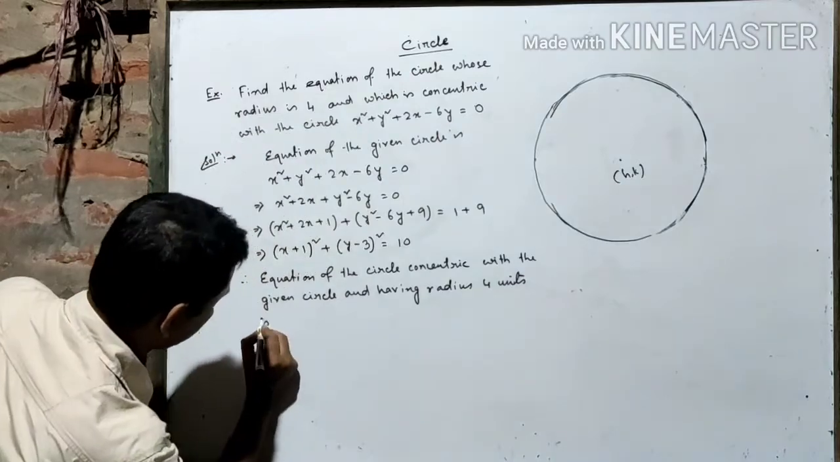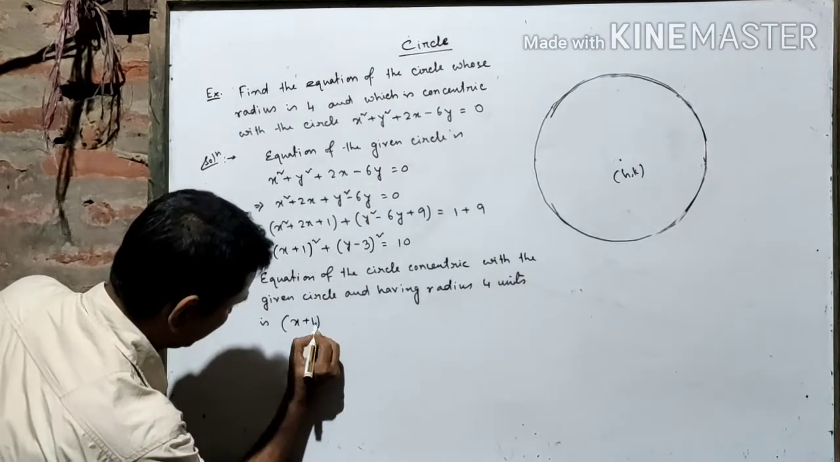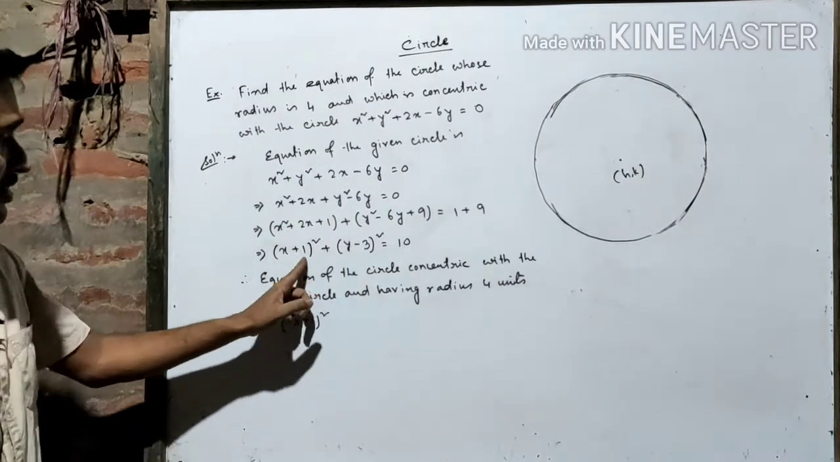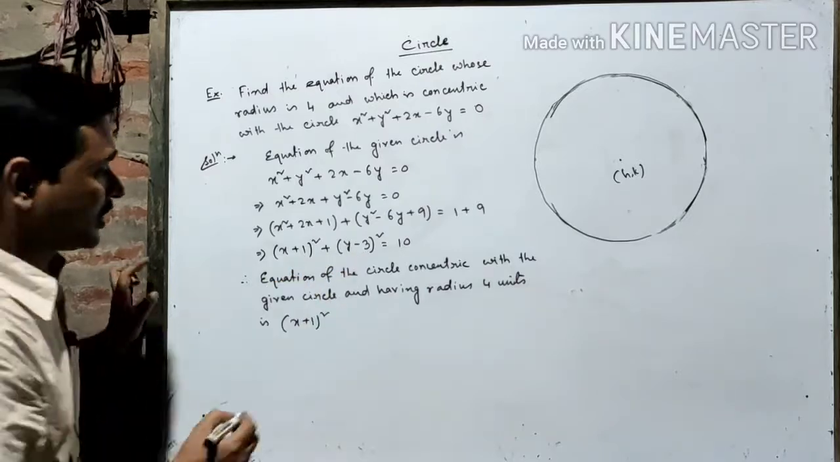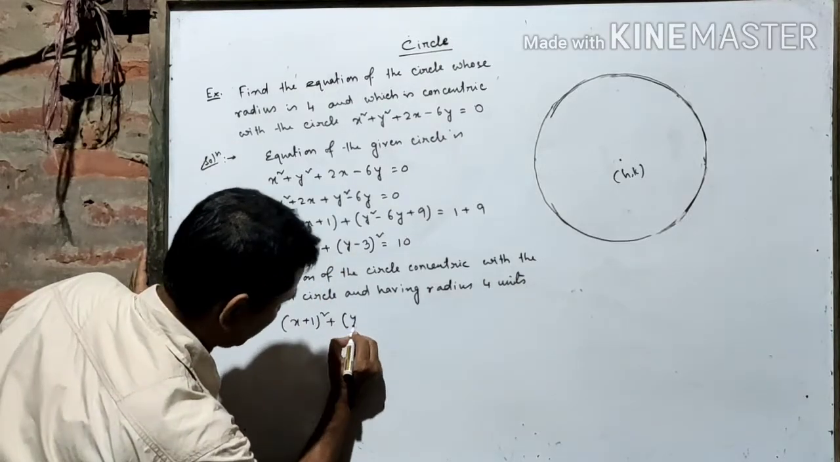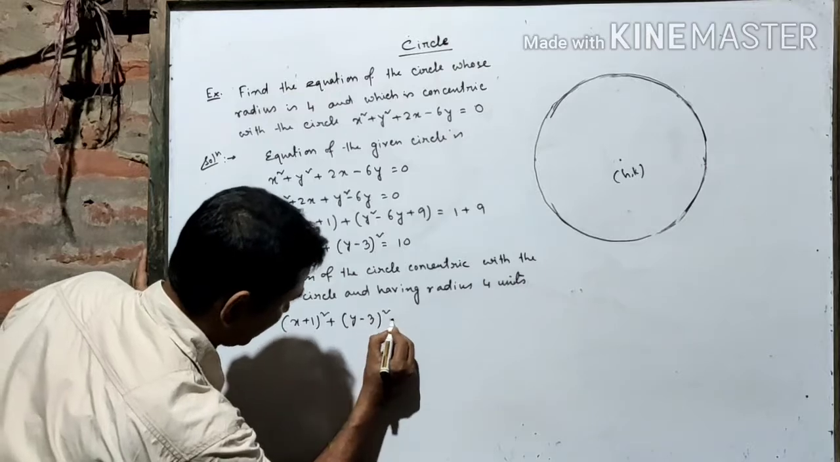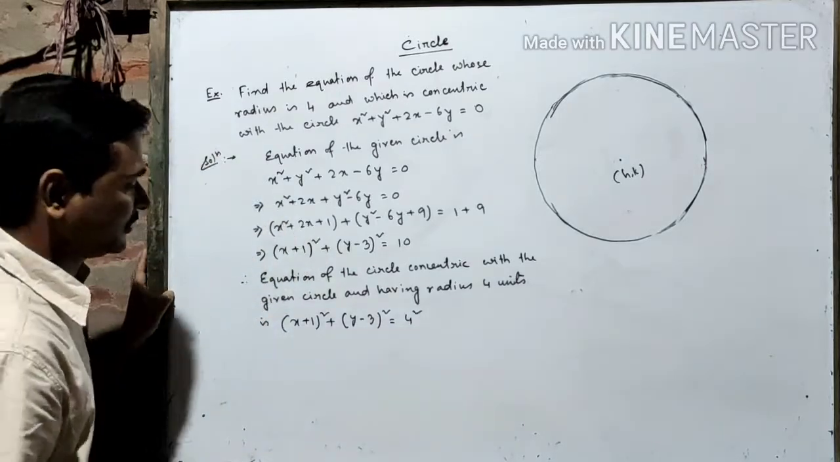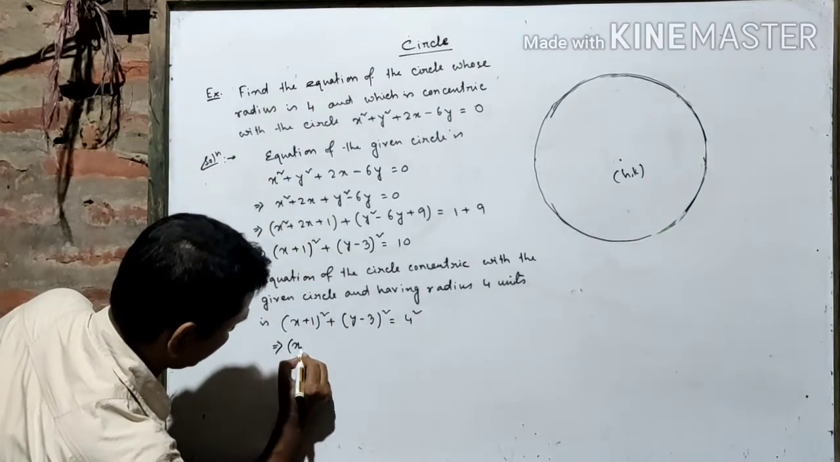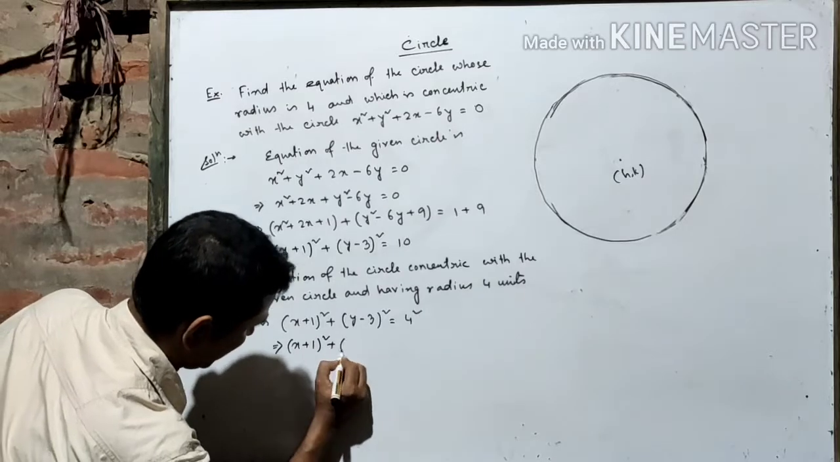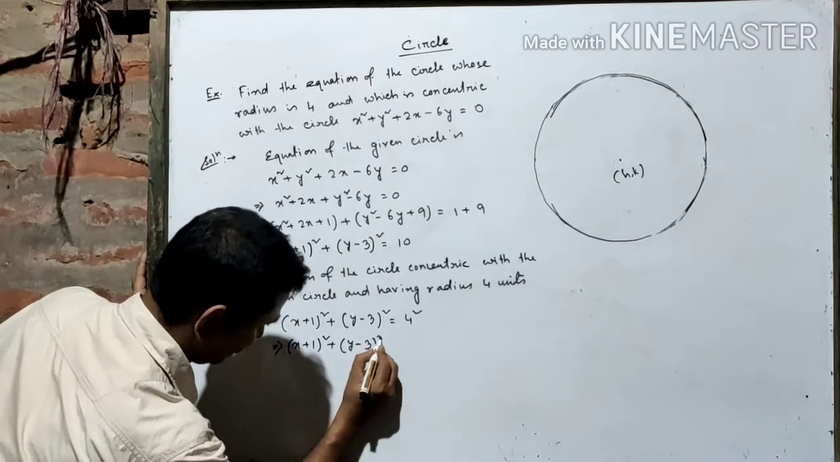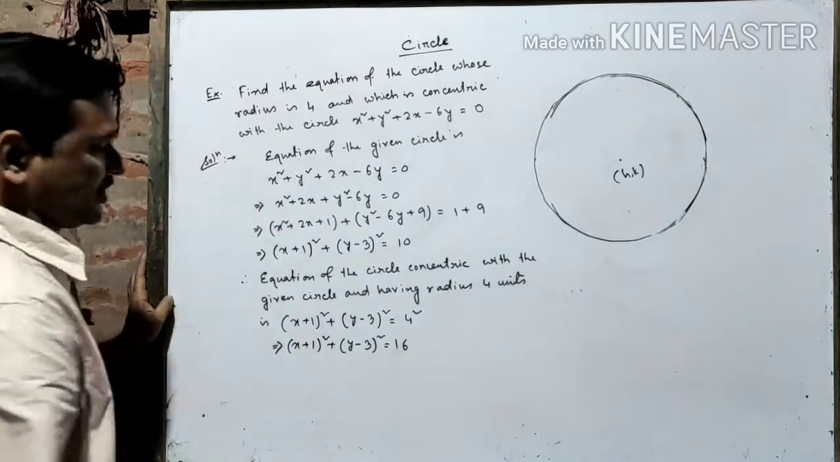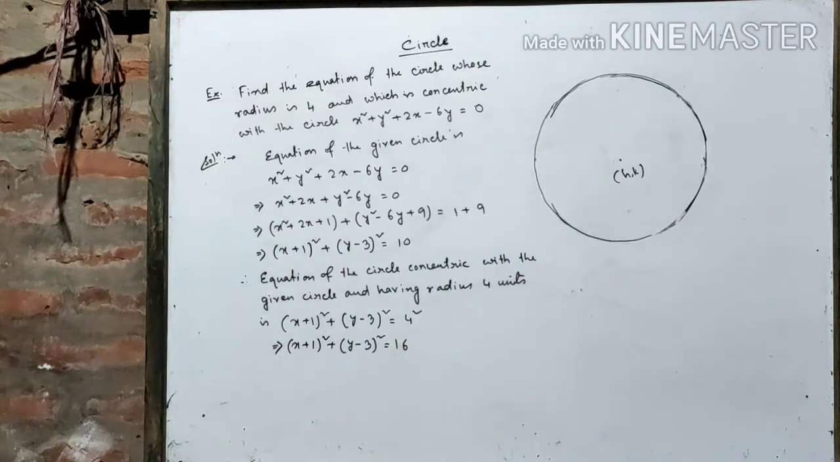is x plus 1, the center part will not be changed, these are the centers, minus 1, 3, x plus 1 whole square plus y minus 3 whole square is equal to 4 square. This implies x plus 1 whole square plus y minus 3 whole square is equal to 16. So this is the required equation of the circle.